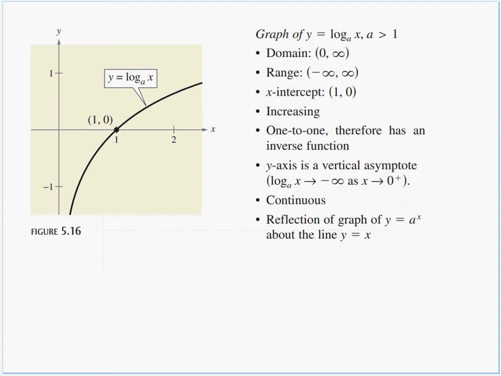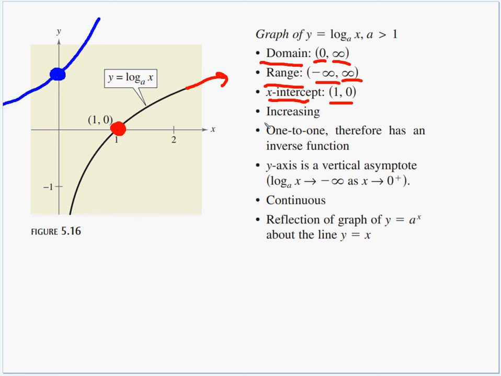Okay, here's some stats on our log graph. The domain is 0 to infinity. We're not shifted, so we have a y-axis asymptote, and we're going to head this way forever, but we're never going to go negative. Our range on the y-axis is positive to negative infinity. Anything can come out of a log, but only positive numbers could go in. If you're not shifted, you do have an x-intercept at 1, 0. And remember, that's just the reflection of the exponential y-intercept. Exponentials all cross at y equals 1.